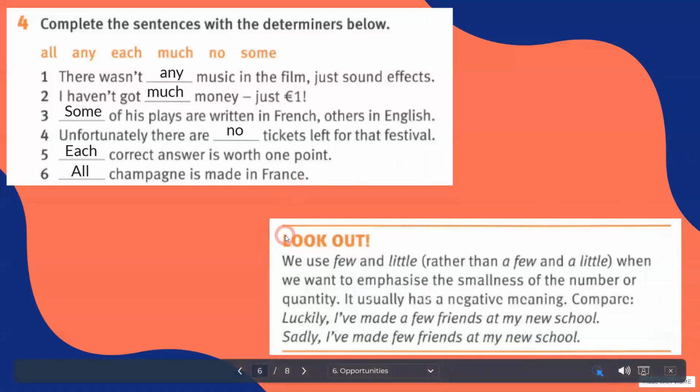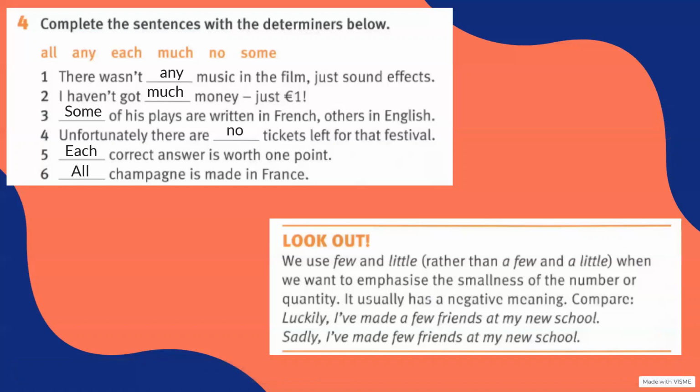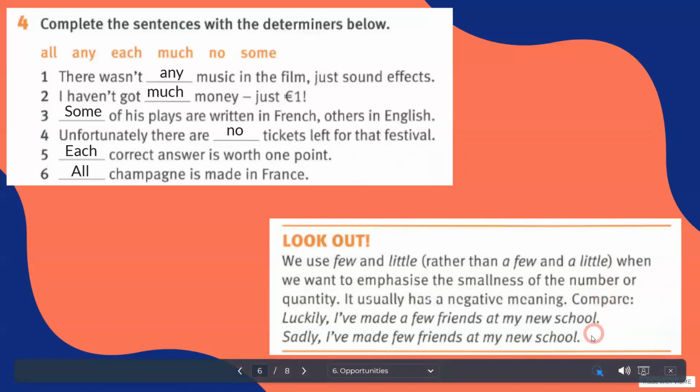Now, down here, we have a little box that warns us to look out. And it says, we use few and little rather than a few and a little when we want to emphasize the smallness of the number or quantity. It usually has a negative meaning. Compare. Luckily, I've made a few friends at my new school. Or sadly, I've made few friends at my new school.